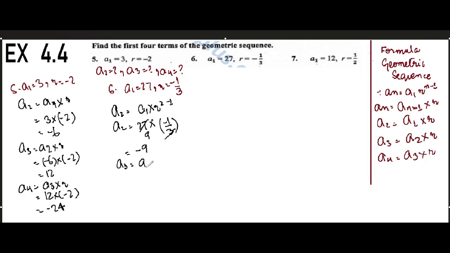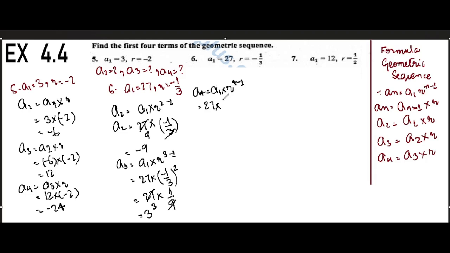Then a3 is equal to a1 into r raised to the power 3 minus 1. It is equal to a1, which is 27, multiplied by r, which is minus 1/3, raised to the power 3 minus 1, which is 2. So 27 into 1/9. 9 3s are 27, so the answer is 3. Similarly, we have to find a4. a4 is equal to a1 into r to the power 4 minus 1. It is equal to 27 into minus 1/3 raised to the power 4 minus 1, which is 3. So it is equal to 27 into minus 1/27. It is equal to minus 1.